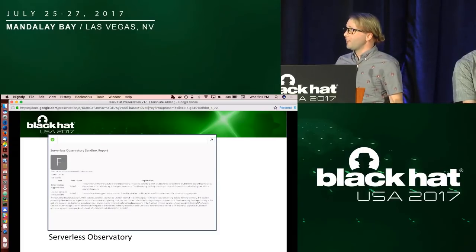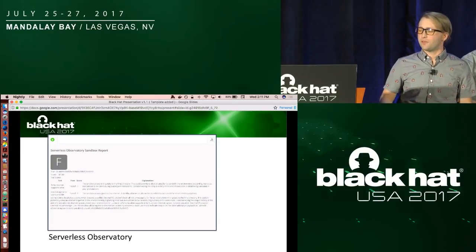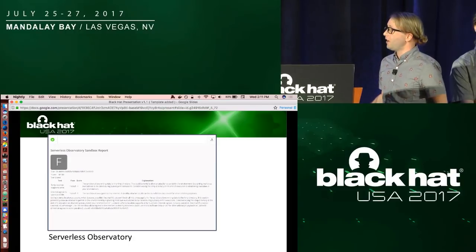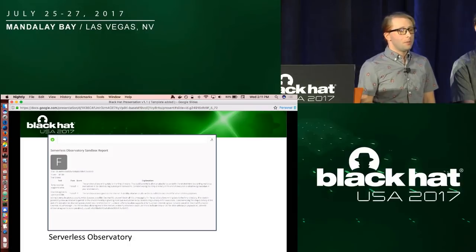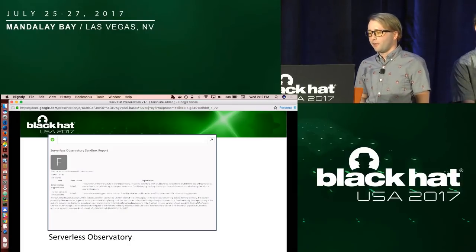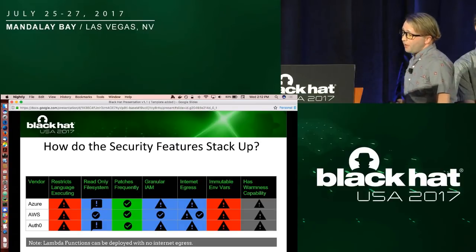And so this is an example of what a scorecard would look like. At Mozilla, we love observatories. We have the TLS Observatory, Web Observatory. And so I made this in the spirit of that. I'm calling it Serverless Observatory. The code for it is available today, and it will be available later this year as a SaaS offering, totally free. You can sign up for it on our mailing list at threatresponse.cloud.